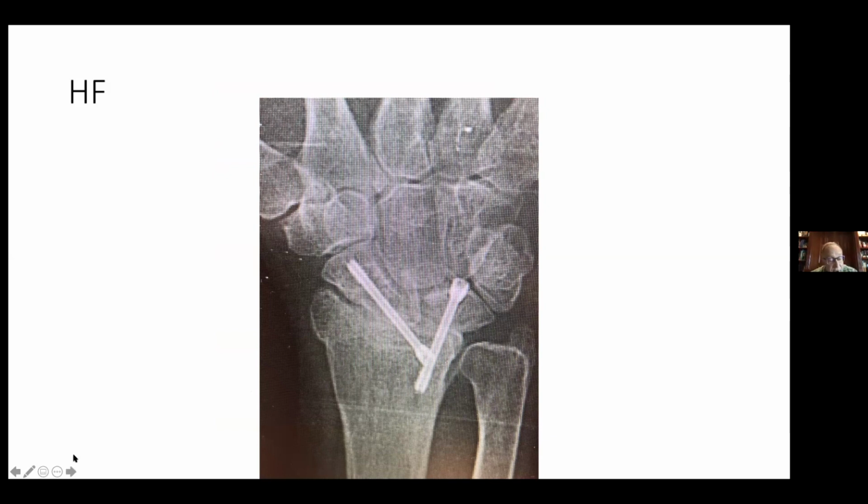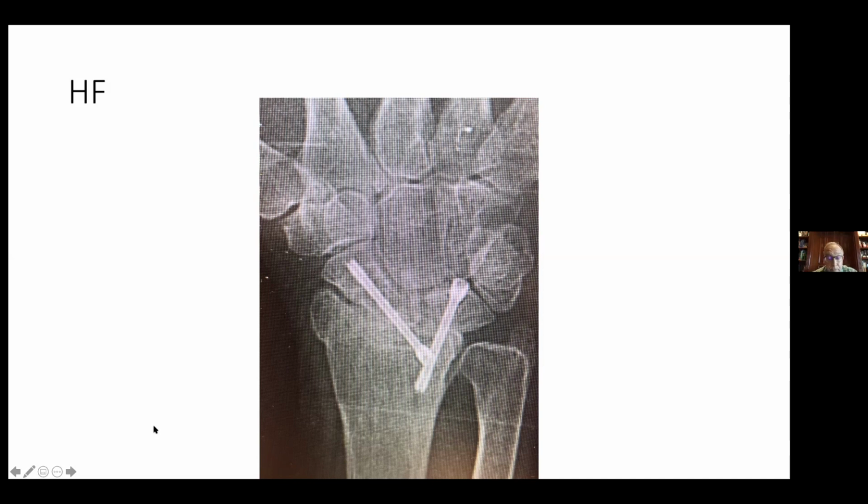She's got about 45% of her original motion. Basically, about half of her original motion. What happens is you take out one row. Each carpal row accounts for about 50% of the motion of the carpus. So if you take out one, you end up with half the motion that you had before.